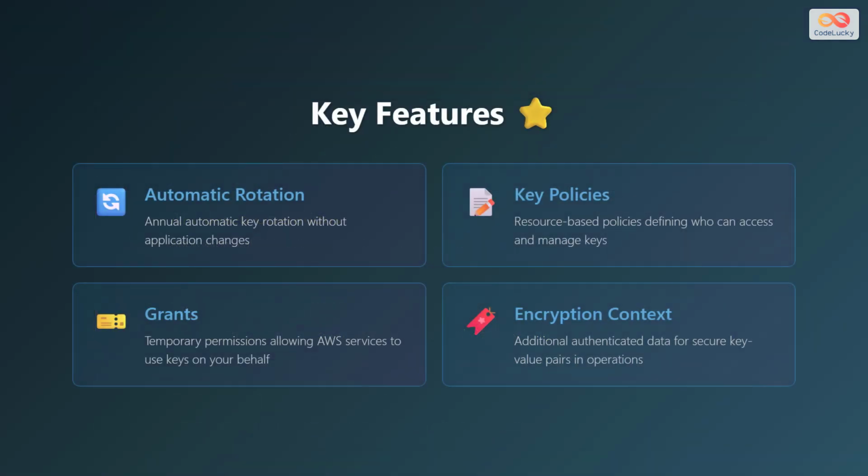KMS offers several powerful features. Automatic rotation enables annual key rotation without requiring any changes to your applications, enhancing security without operational overhead. Key policies are resource-based policies that define who can access and manage your keys. Grants provide temporary permissions, allowing AWS services to use your keys on your behalf for specific operations. Encryption context adds an extra layer of security by providing additional authenticated data in the form of key-value pairs during cryptographic operations.